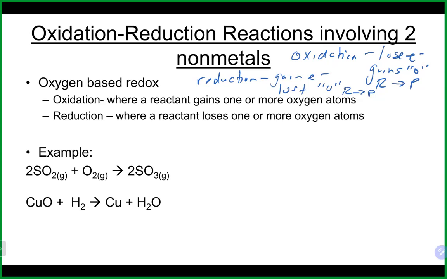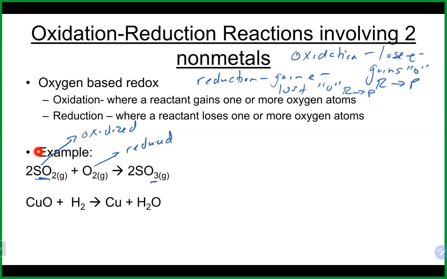So if we look over here at this one, we see that the sulfur has some oxygen. Over here, it had 2 oxygens. And over here, it ended up with 3 oxygens. So the sulfur gained oxygen, which means this guy is going to be oxidized and this guy would be reduced.